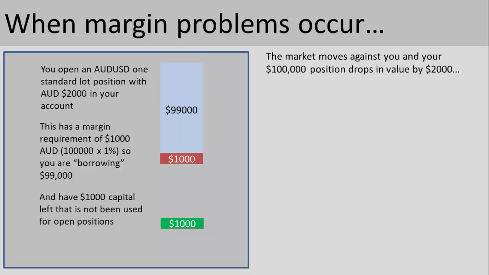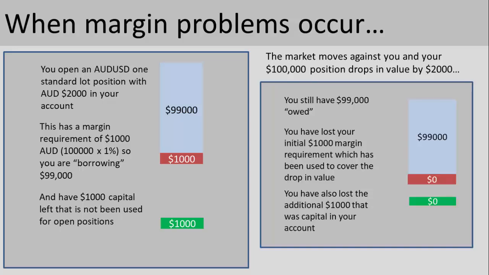So let's use this example and say that the market moves against you and your $100,000 position drops in value by $2,000. You still have $99,000 owed, but you have now lost your initial $1,000 margin requirement, which has been used to cover the drop in value, and you will have also lost the additional $1,000 that was the capital in your account. However, our systems have a maximum allowed margin level of 50%, and they will intervene prior to this, which we're going to talk about in the next slide.